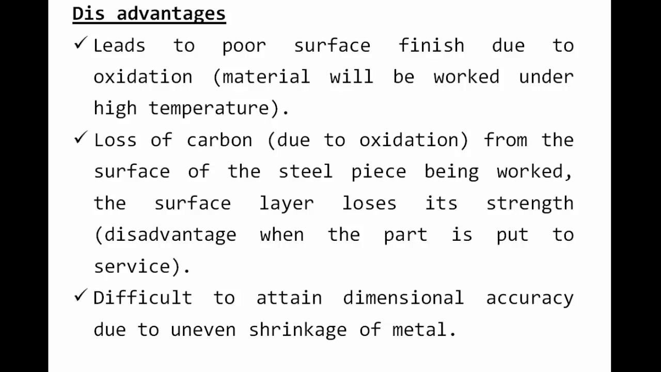What are the disadvantages of hot working? It leads to poor surface finish, because we involve high temperature of the metal. Compared to the cold working process, we do not get a good surface finish. Then there is loss of carbon from the surface of the steel being worked, so the surface layer is lost. The surface layer of the raw material may react with the high temperature, so definitely you lose that layer. This is one of the drawbacks.